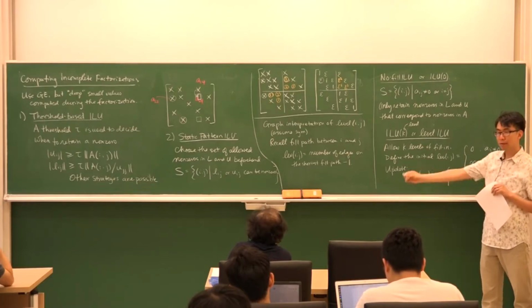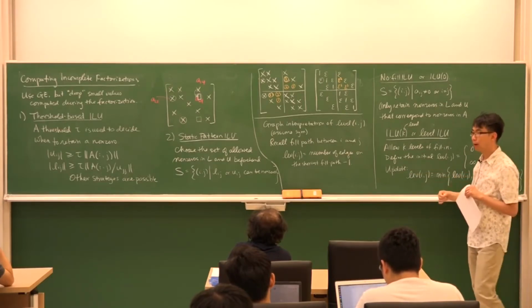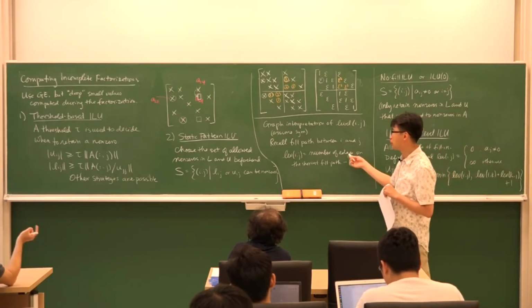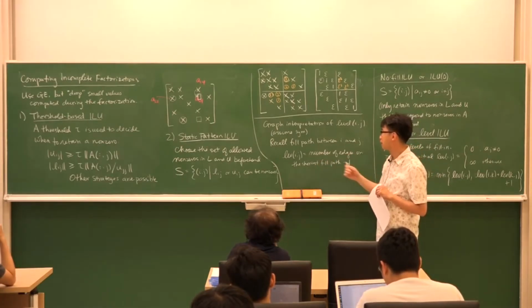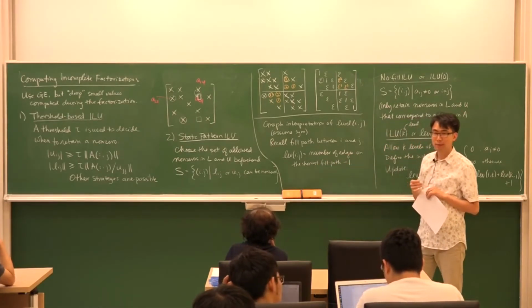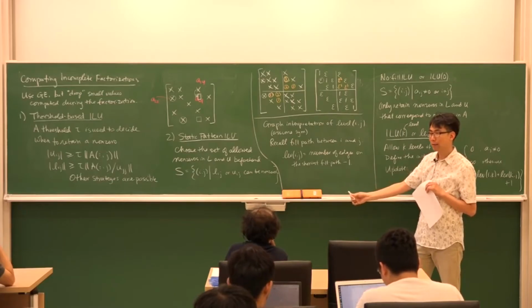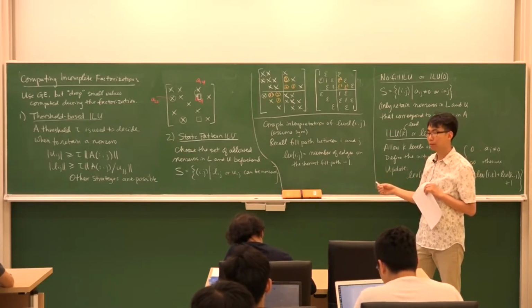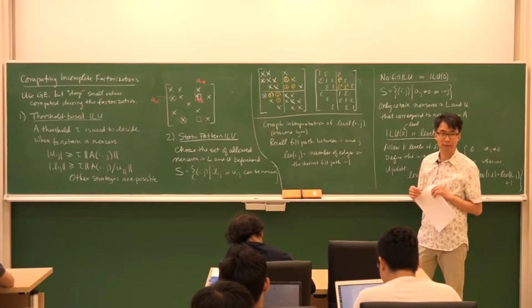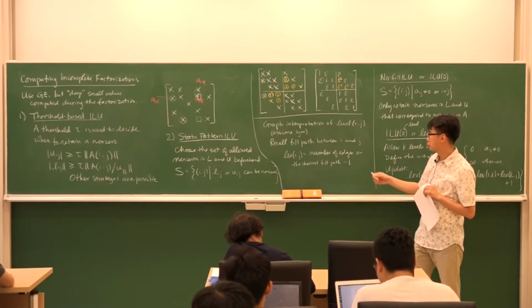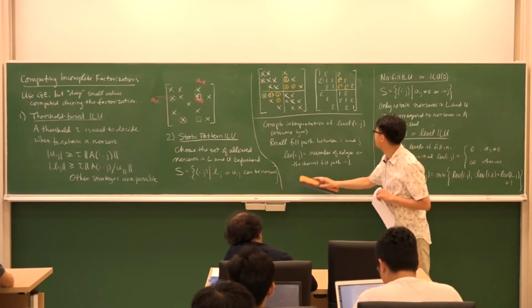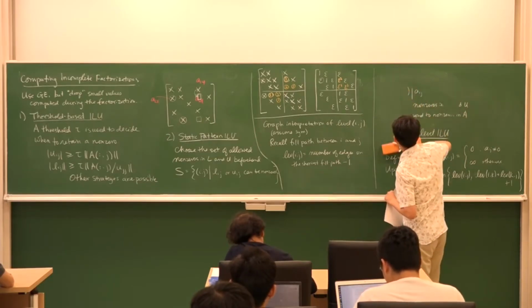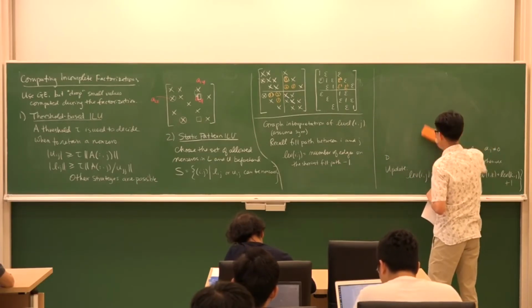So the longer the shortest fill path, and there could be more than one fill path, but let's only talk about the shortest one, the longer that path means that more eliminations had to occur before that fill-in was created. Okay? The shorter the fill path, the fewer eliminations.